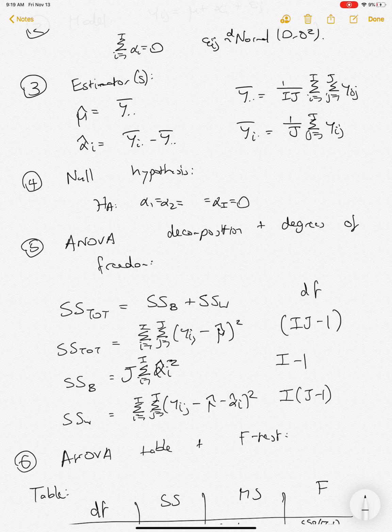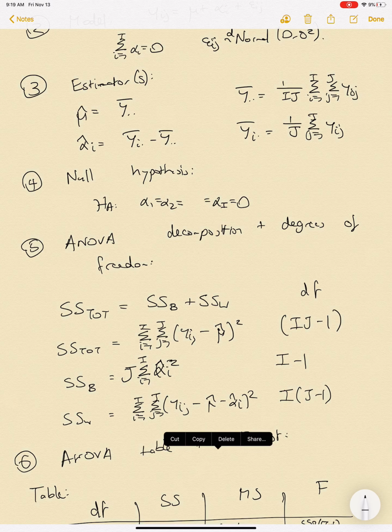That's the estimation side of things. But if we want to put it into a hypothesis testing framework, the key component that we need is the null hypothesis. The alternative is just the complement of the null hypothesis. The null hypothesis just asserts that there's no group effect, so alpha 1 through to alpha I are all 0.